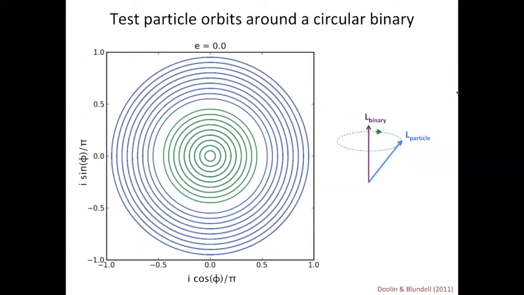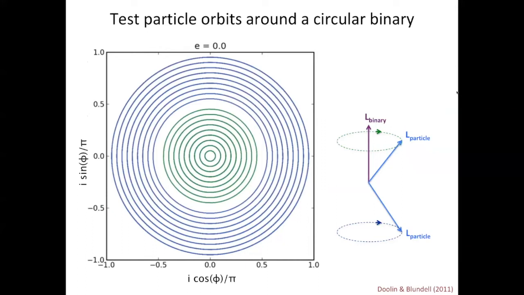In the phase diagram on the left-hand side, the distance from the origin is the inclination of the particle orbit, and the azimuthal angle is the nodal phase angle. For a circular orbit binary, the precession has a constant inclination, and so we see circles in this phase diagram. Each line represents a test particle orbit that's nodally precessing with a different initial inclination. The green lines show orbits that are closer to prograde, and the blue lines show orbits that are closer to retrograde. So these precess about the negative angular momentum vector of the binary, as shown in the sketch on the right.